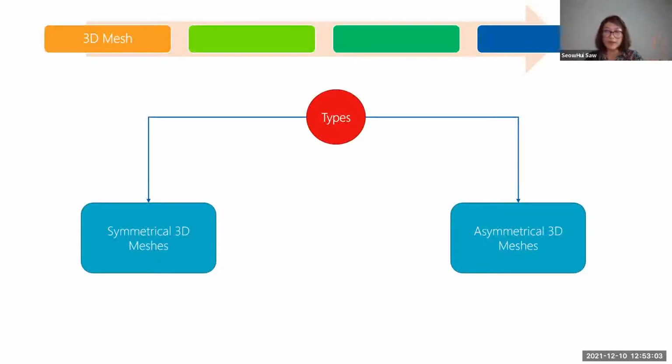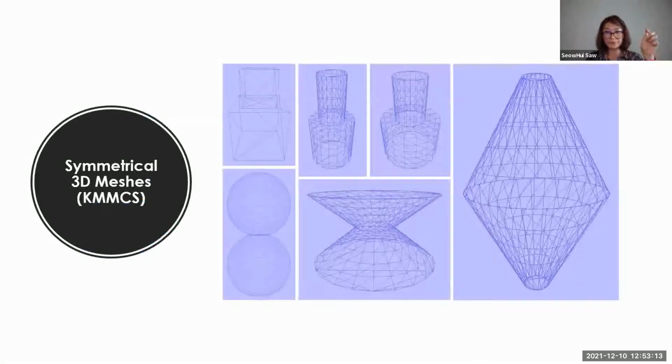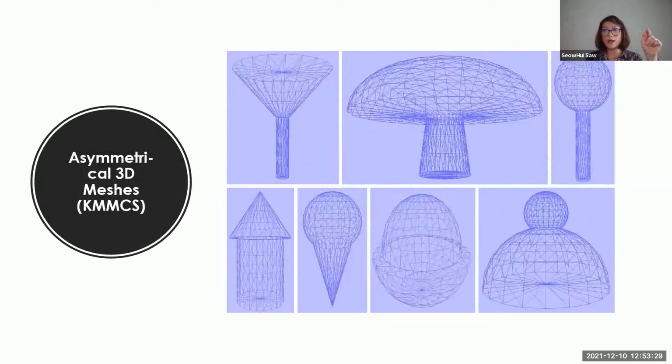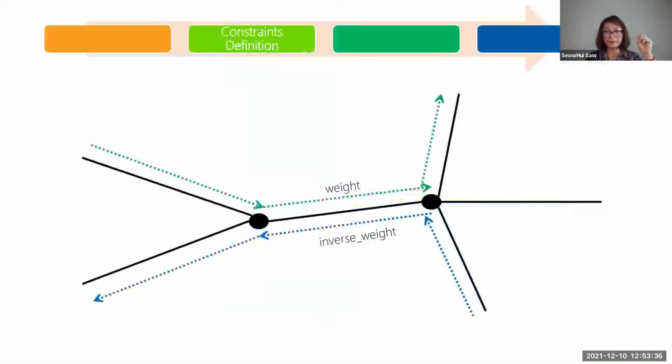The first one is symmetrical 3D meshes, and the second one is asymmetrical 3D meshes. We are using this 3D modeling software to draw. These are some examples of symmetrical 3D meshes using the KMMCS program. It indicates that these meshes are made up of similar shapes facing each other, while the asymmetrical 3D meshes are made up of different shapes facing each other.